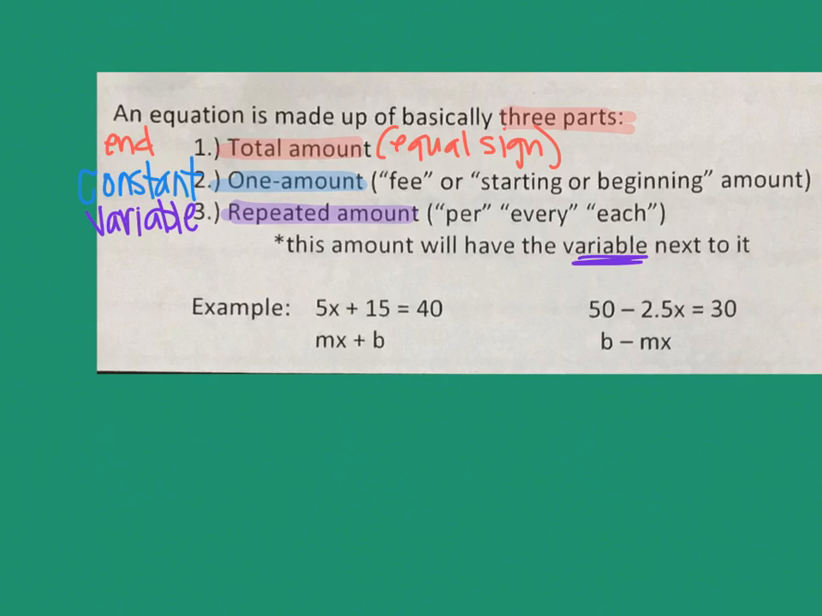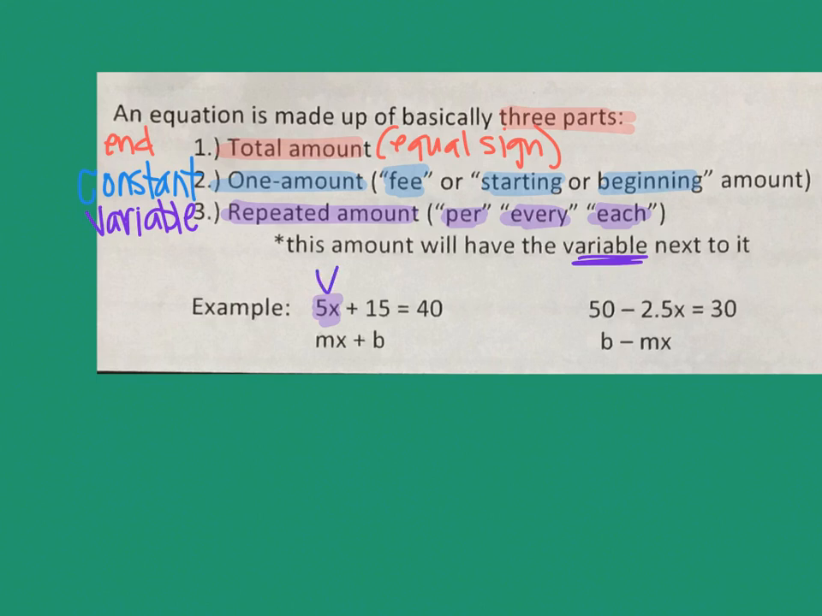Okay. Some clue words that you might come across when you're doing your equation in the story problem. A fee is something that happens one time. What you start with or what you begin with is also a one-time amount. Then for the variable, some clue words: per means it's going to happen over and over and over again. Every and also each are good clue words.